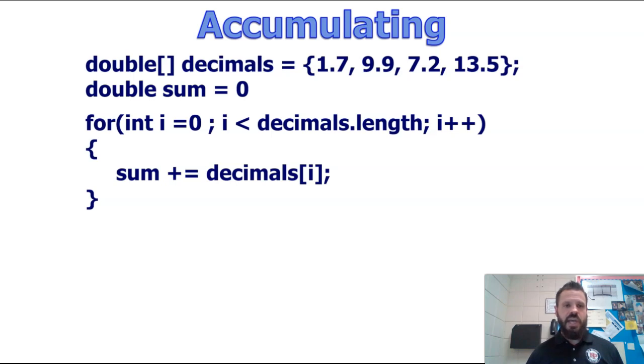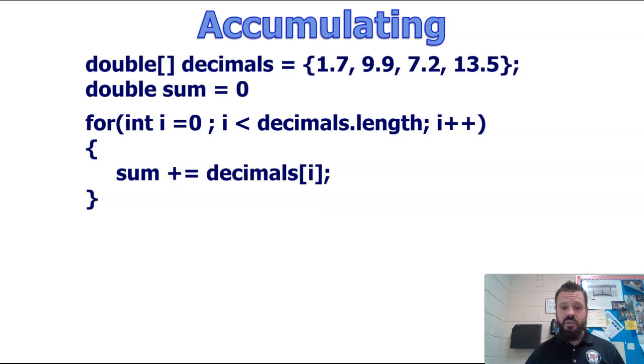So let's go ahead and look at some of our common algorithms we do with for loops and then the corresponding for each loop code. So a common thing we'll do with arrays is accumulating, adding up all the values in that array. So let's say I have a double array called decimals filled with some double values. And we start off with sum equals 0. Okay, for int i equals 0, while i is less than decimals.length, i plus plus. So running through that entire array, we could say sum plus equals decimals at i.